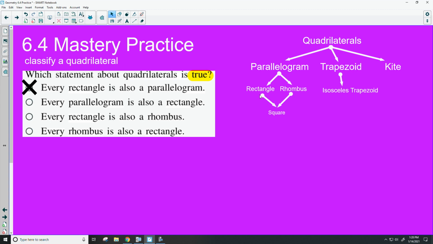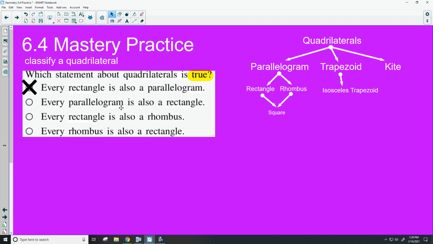Every square is a rectangle. Every square is a rhombus. Every rectangle is a parallelogram. Every rhombus is a parallelogram. Every rectangle is a quadrilateral. Every square is a parallelogram. Every square is a quadrilateral. So I can always go to a level above it, and every square is a type of that.